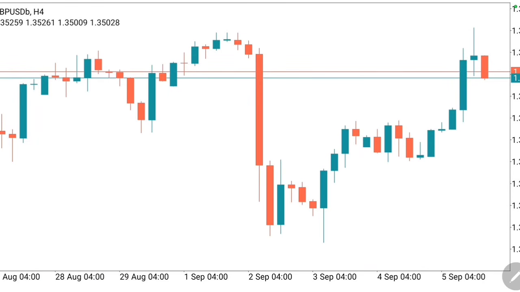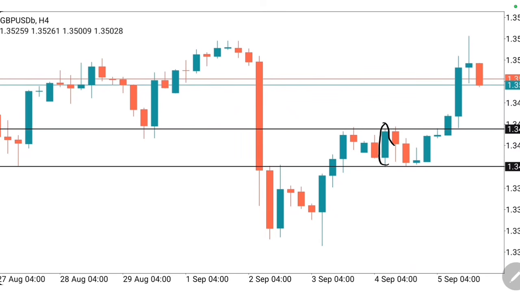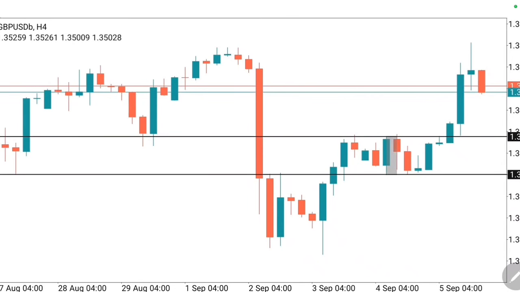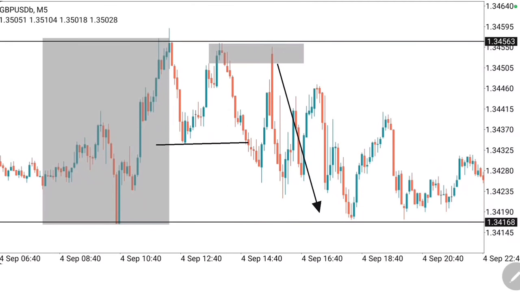So let us look at this example. This is GBPUSD H4 time frame, this candle. Let us see how the reversal would have happened on a lower time frame. On a lower time frame, we have that candle, right? The high was taken out, but it came back, with a break of structure here.